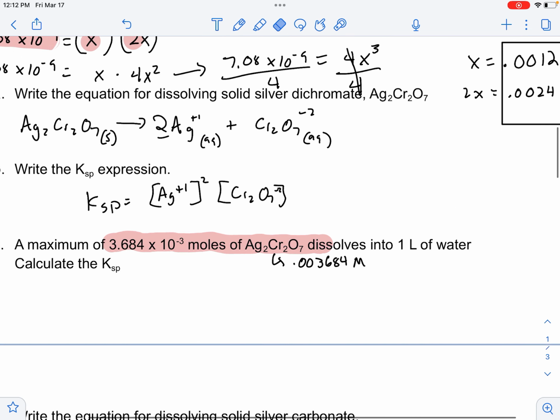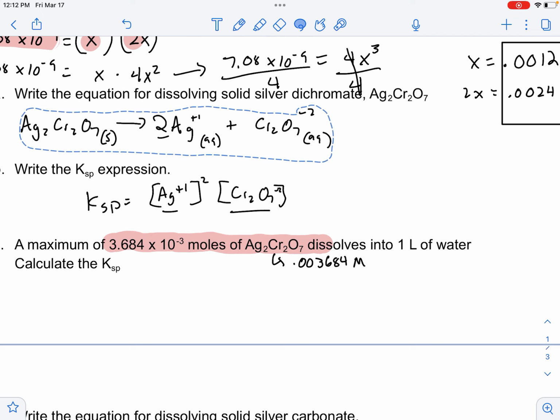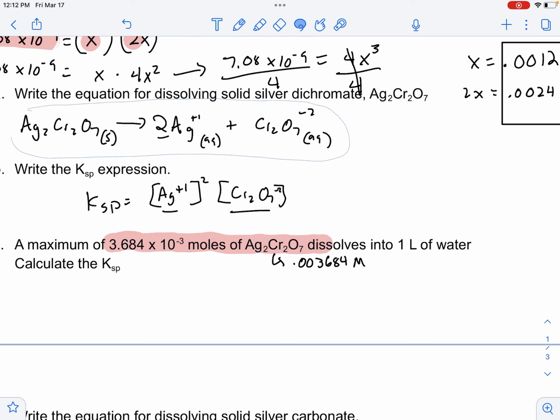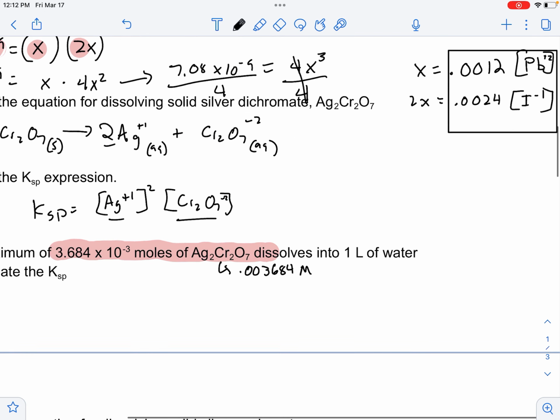Now, we want to look at an ICE table to make sure what our values are going to be for our equilibrium concentration when we plug in our x or our 2x. So we have to set up an ICE table. So we take our equation, and I'm going to see if I can just grab this, duplicate it. Let's try that again. It's not going to work. Okay, I'm going to rewrite it.